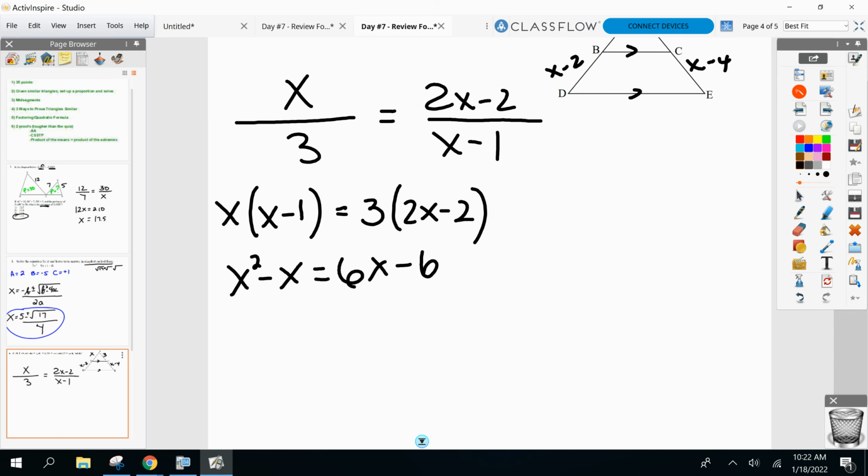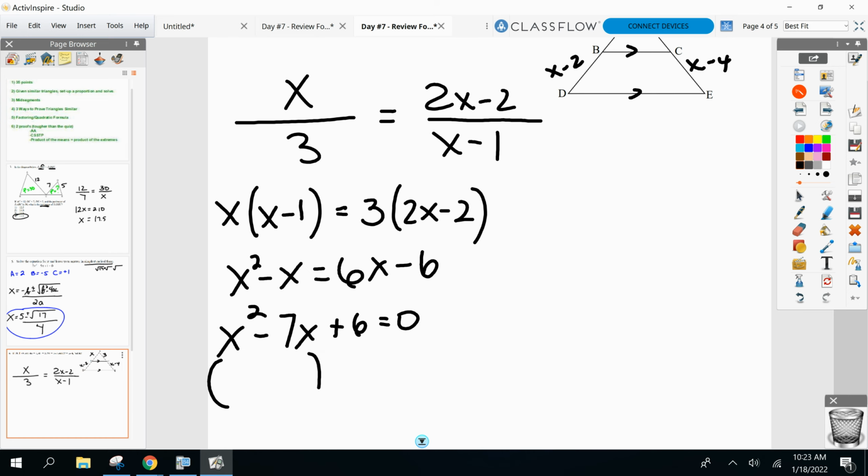Next move, what have we been doing this unit? I know I'm going to have to factor, but before I do, one side equal to 0. Keep your x squared positive. It is. Move everything else over. So when you move the 6x over, what happens to your middle term now? Minus 7x. Move the negative 6 over. What's your last term? Plus 6.